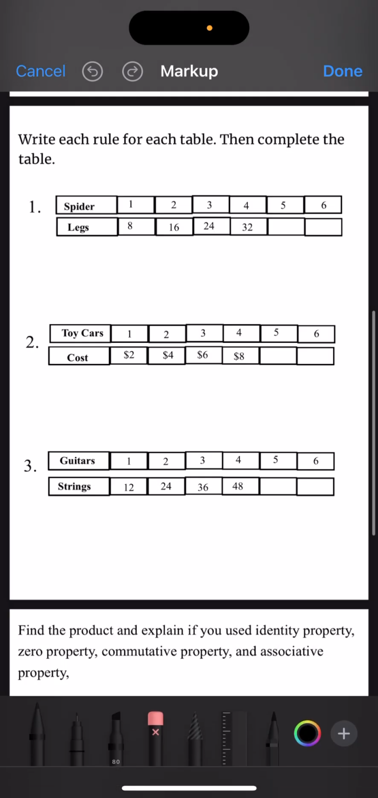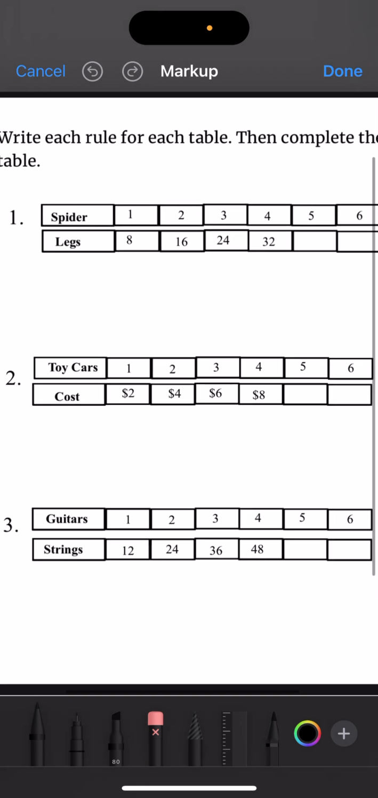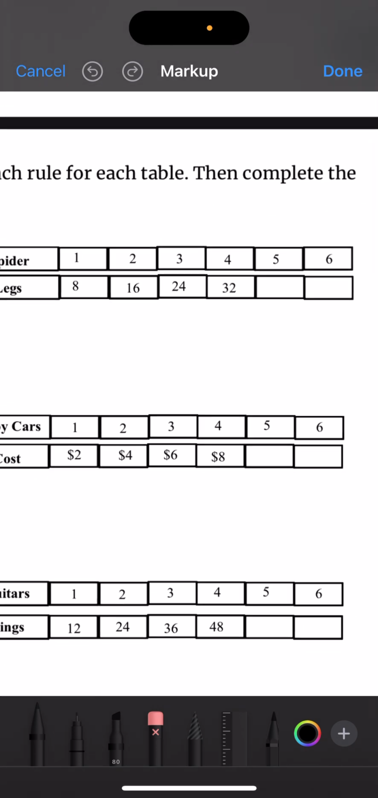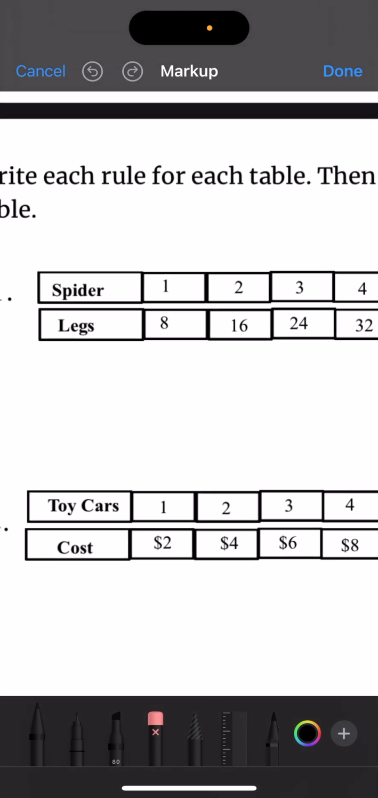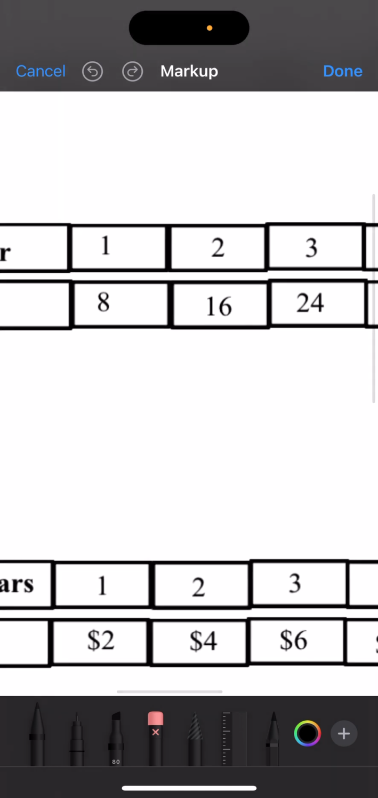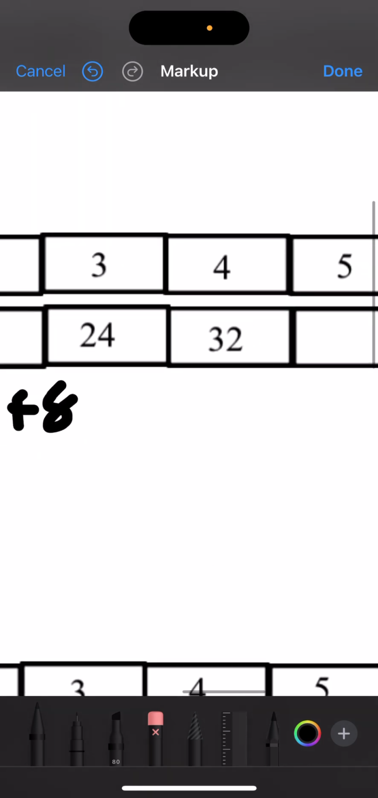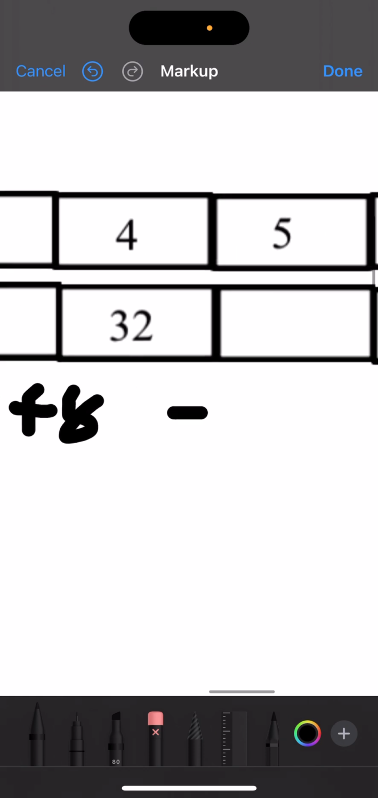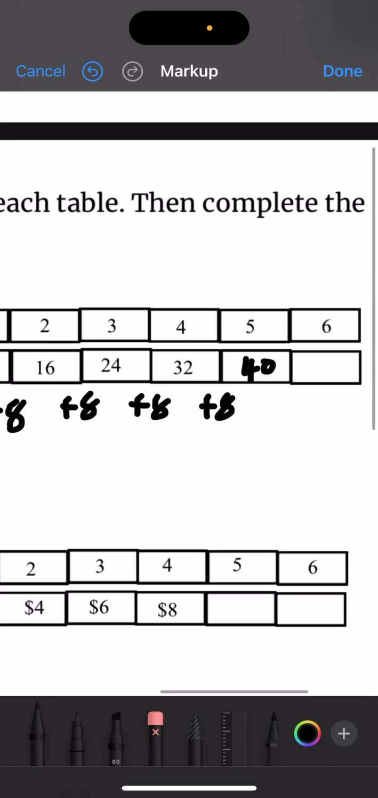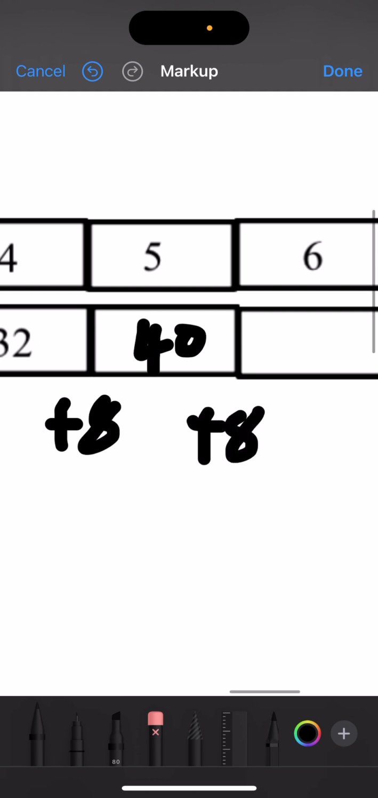Write each rule for each table, then complete the table. Okay, so we have the row for the spider and the row for its legs. So we could see that as we go from left to right, the number of spiders increases by 1 every time, which is constant. And every time, the legs go up by the same amount, which is 8. Each time, it is going up by 8. So if we continue the pattern, we will get 32 plus 8, which is 40, and 40 plus 8, which is 48.